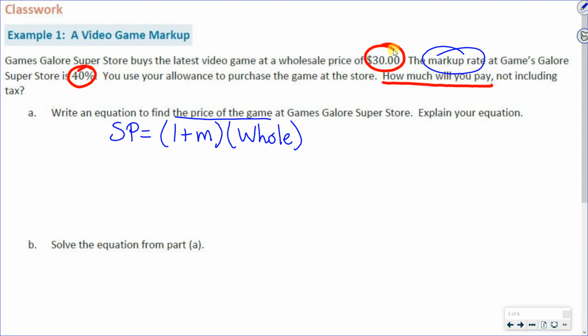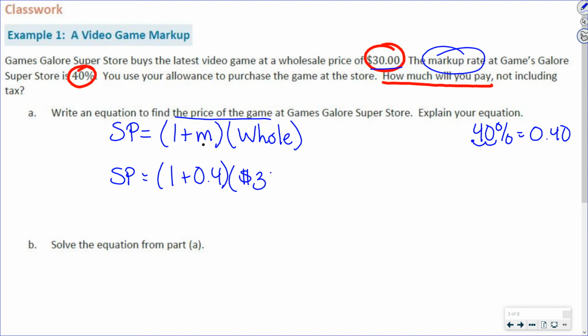So that means I got to do some substitutions here. Before I get anywhere, the M stands for the markup. The markup rate was 40%. Well, 40% as a decimal is 0.40. Because remember, here's your decimal right here. You move it to the left 2 places to convert it to a decimal, 0.40. So my selling price equals 1 plus 0.4 times the whole. The whole, remember, is the original price before the markup. That's $30. So times 30. Now I've got my equation.